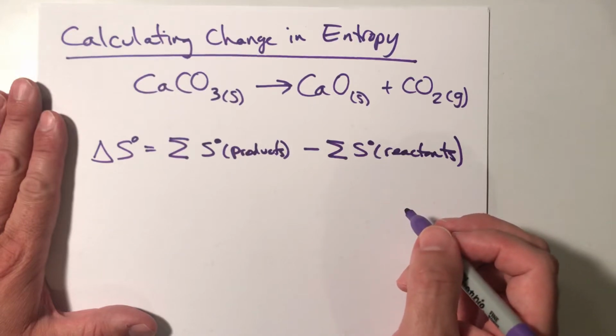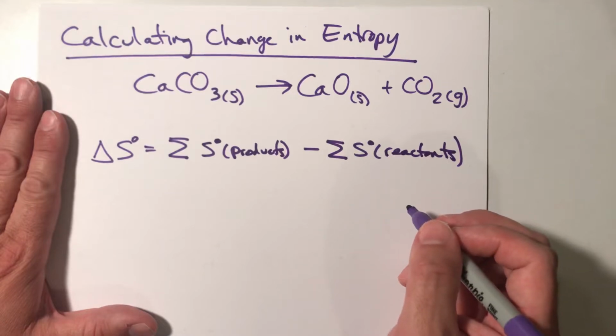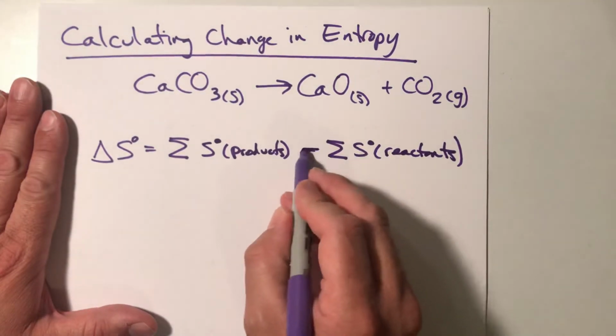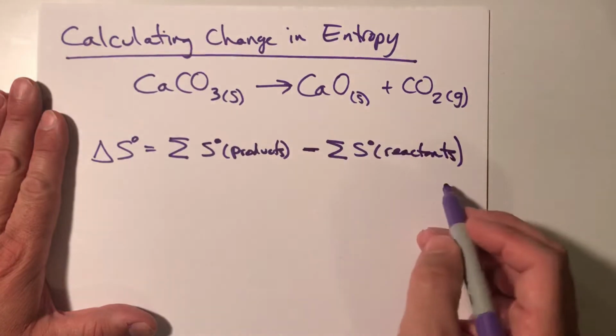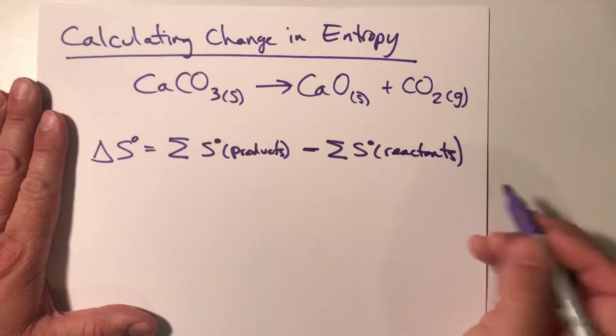We're going to do all the exact same things. We're going to multiply by coefficients because these are going to be values per mole. And then we're going to make sure that this minus sign is used to flip the sign of whatever the total S value is for the reactants. All right, so let's just do this example here.